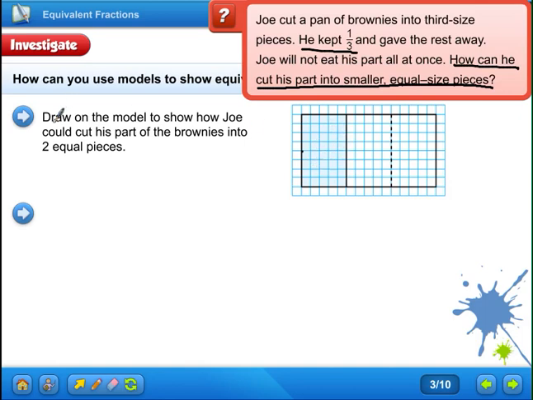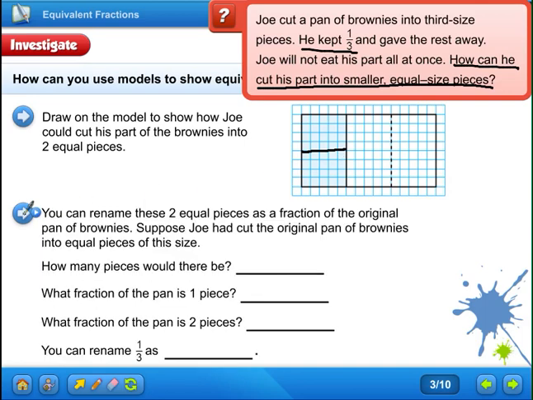Now let's read this part one more time. Draw on the model to show how Joe could cut his part of the brownies into 2 equal pieces. So I'm just going to cut this right in half. So you have 2 equal pieces. Okay. You can rename these 2 equal pieces as a fraction of the original pan of brownies.